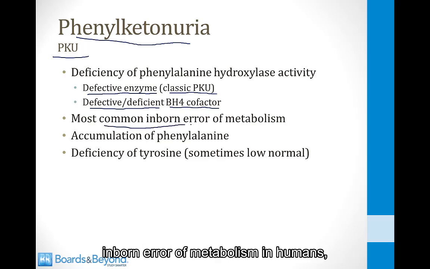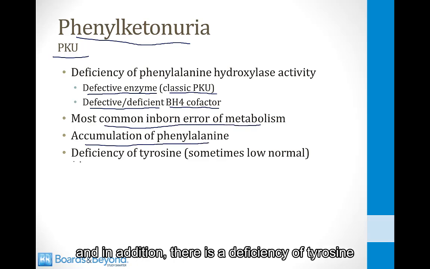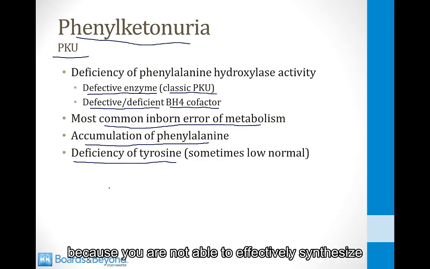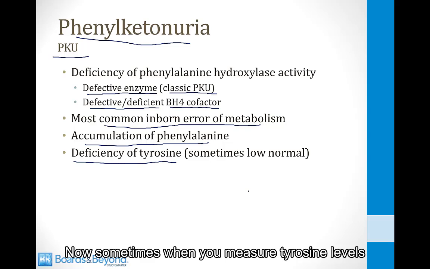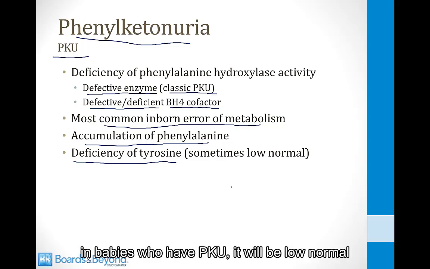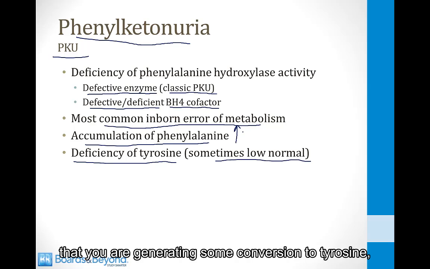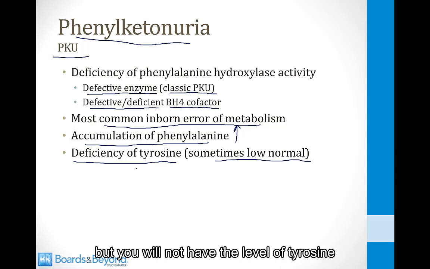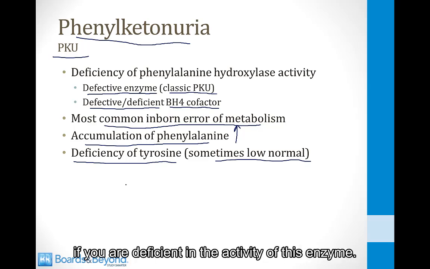This is the most common inborn error of metabolism in humans. It results in the accumulation of phenylalanine, and in addition, there is a deficiency of tyrosine because you are not able to effectively synthesize tyrosine from phenylalanine. Now, sometimes when you measure tyrosine levels in babies who have PKU, it will be low normal, and that's because there is such a high level of phenylalanine that you are generating some conversion to tyrosine, but you will not have the level of tyrosine that you should have to match the high level of phenylalanine if you are deficient in the activity of this enzyme.